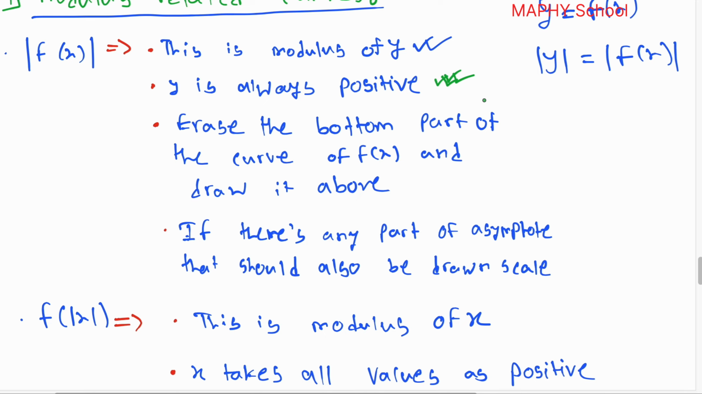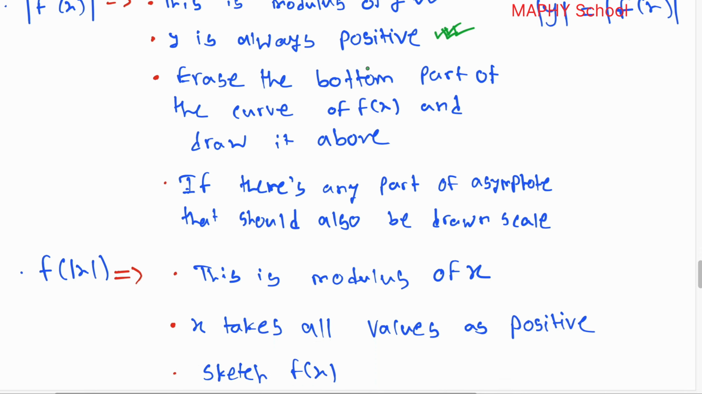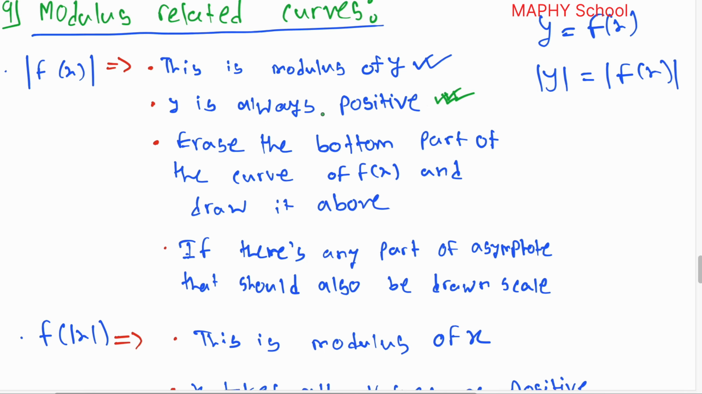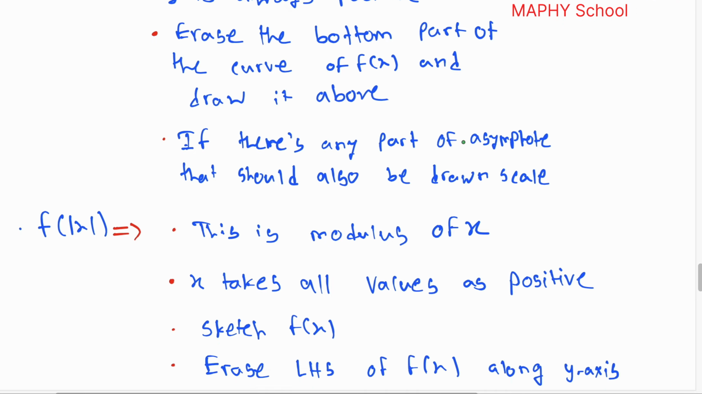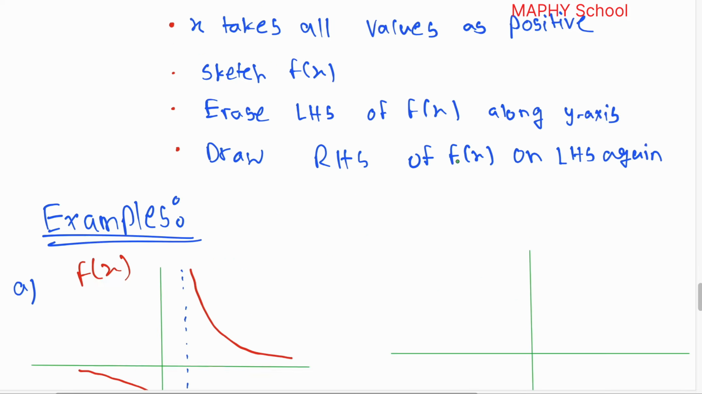So how can you draw the modulus curve from the f of x curve? Erase the bottom part of the curve of f of x and draw it above. If there is any part of an asymptote, that should also be drawn to scale. Okay, no problem, I will draw here.